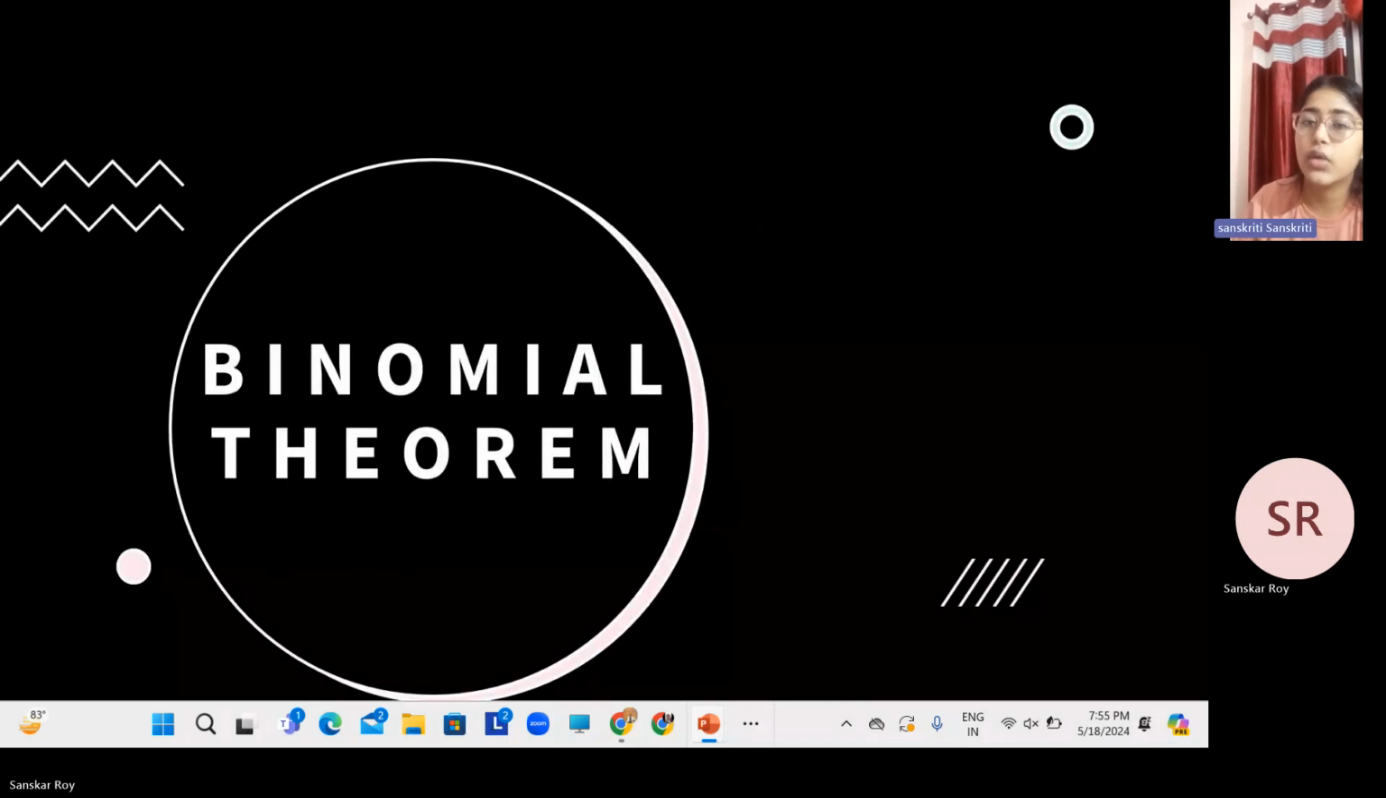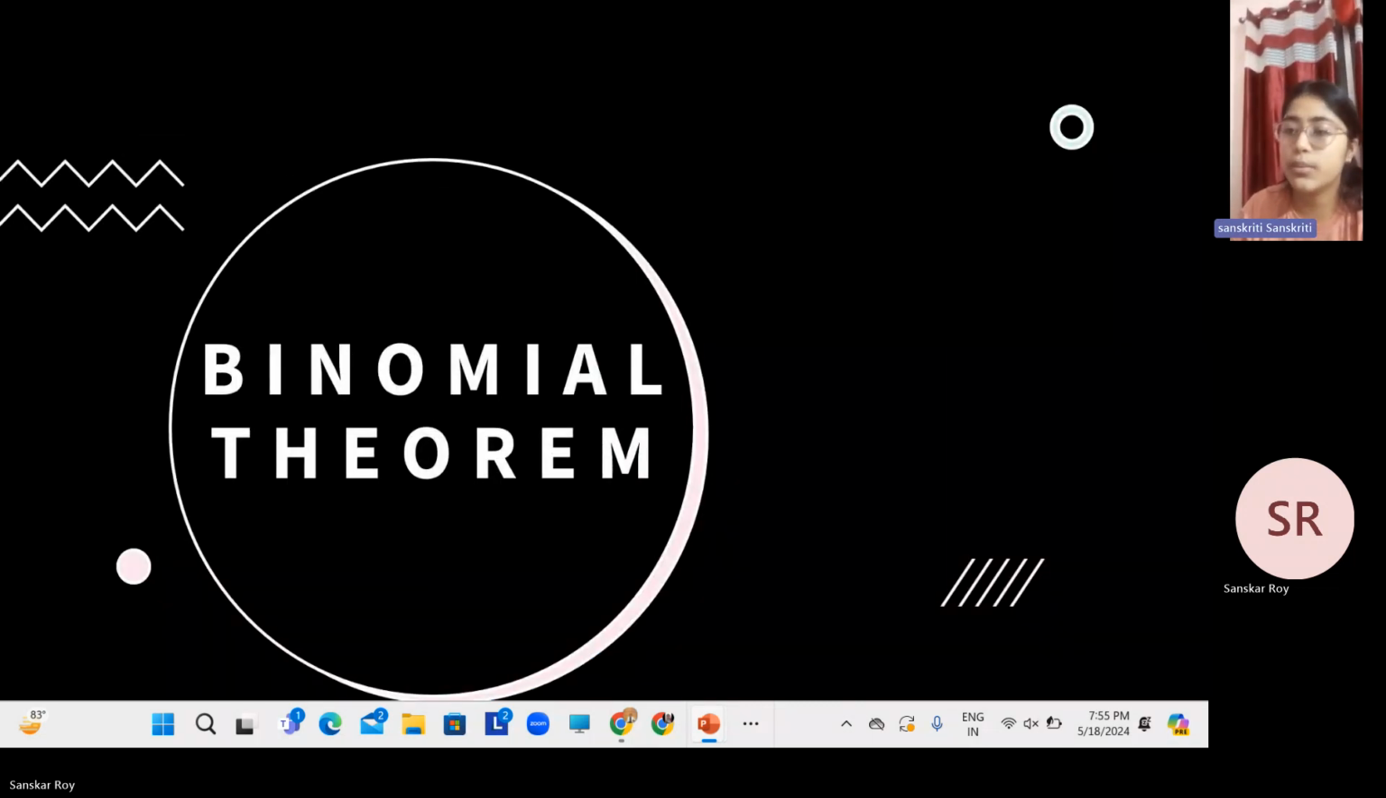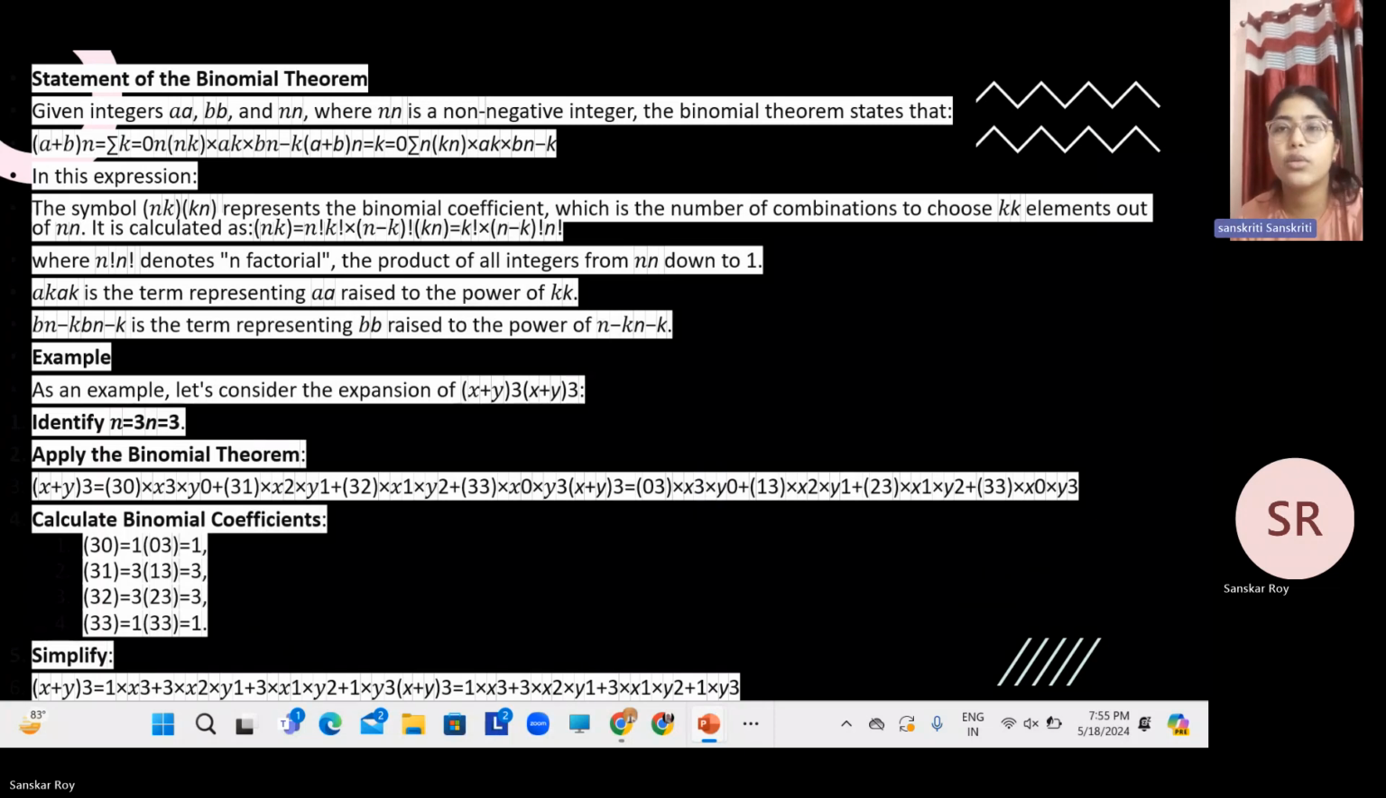Permutation and combination are done. Now we are going to learn about the binomial theorem. The statement of the binomial theorem is as follows. Given integers a, b, and n, where n is a non-negative integer, the binomial theorem states that (a plus b) to the power n equals the sum over k from 0 to n of C(n, k) times a to the power k times b to the power n minus k.